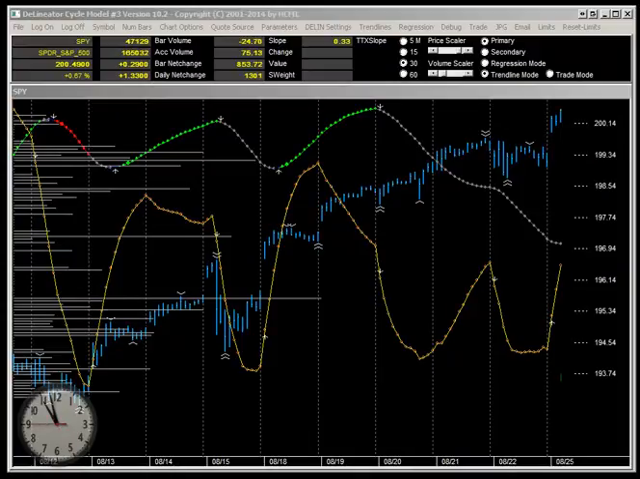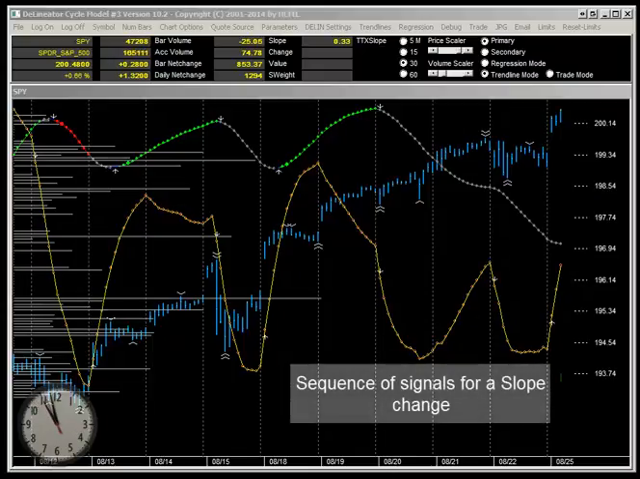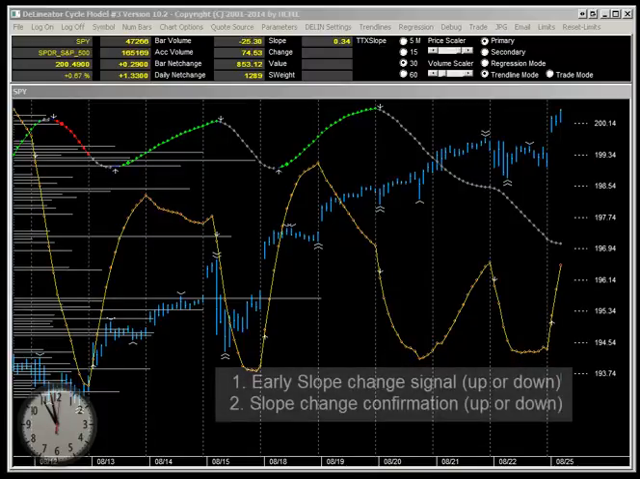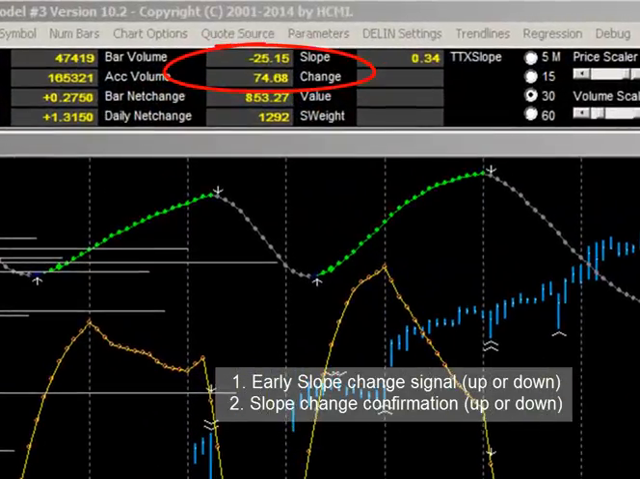Okay, we're back. It's a little less than 2 minutes before the signal is generated. There are a variety of signals that the delineator puts out with respect to the slope changes. There's an early slope change signal, and then there's a slope change confirmation. So in this case, we'll get an early slope change up, which will register now at 11 o'clock. We see that our change is much greater than the value of the slope, so we can expect to see the slope value somewhere near plus 50.